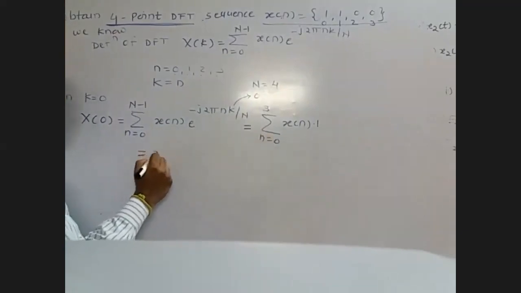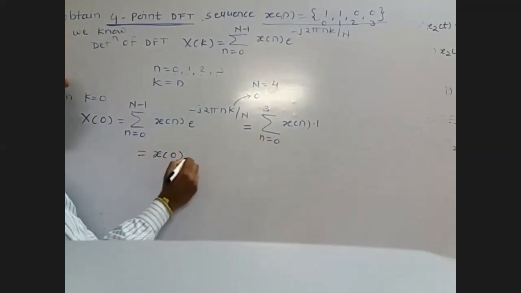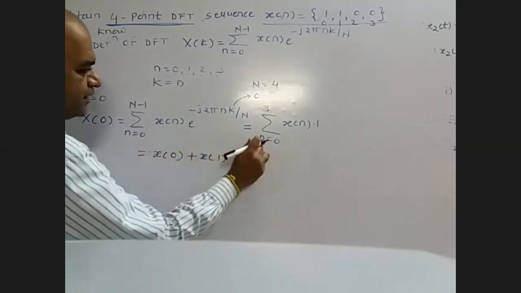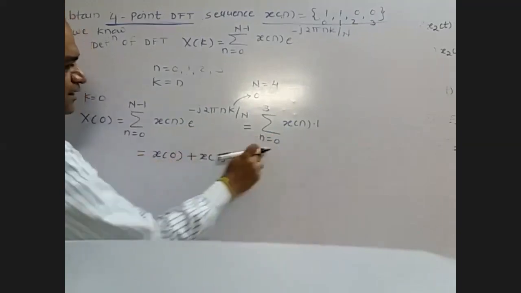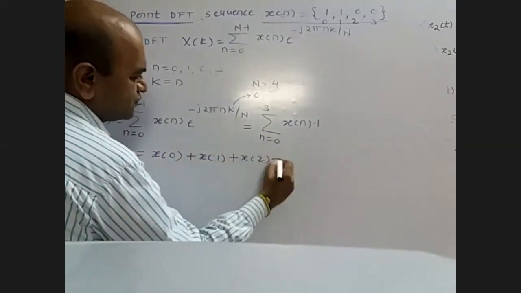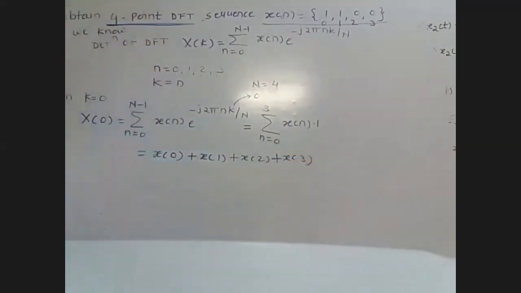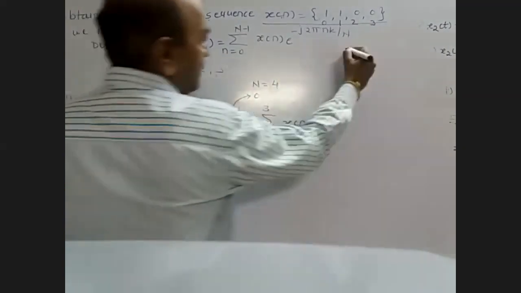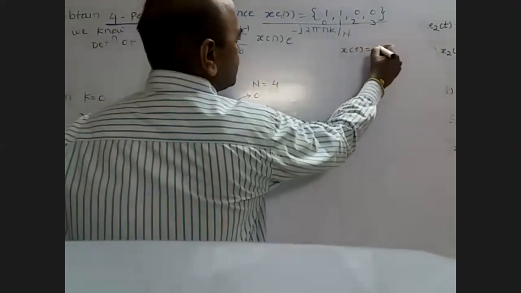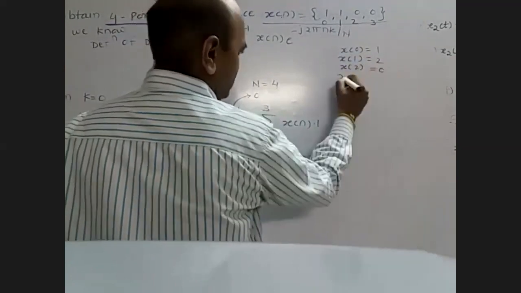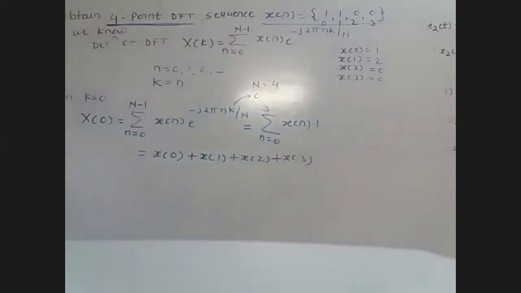So I write here x of 0 into 1, plus x of 1 when n is 1, plus x of 2 when n is 2, plus x of 3. Now we already know the values of x of 0, x of 1, x of 2 and x of 3. For your understanding, I am writing here: x of 0 is 1, x of 1 is 2, x of 2 is 0 and x of 3 is 0.